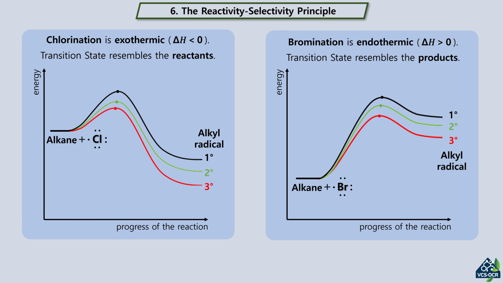low selectivity. Bromination, in contrast, is endothermic. Here, the transition state closely resembles the products, a late transition state. The C-H bond is substantially broken, meaning significant radical character develops on carbon. As a result, the transition state increasingly reflects the stability of the developing radical, making hydrogen abstraction much faster at more substituted carbon atoms and leading to high selectivity.